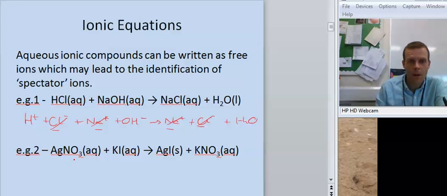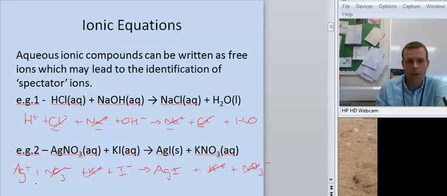Another example down here, this time we're forming an ionic solid. So again, if I expand this up, I've got Ag plus, NO3 minus, K plus, I minus. It's giving me AgI as a solid plus K plus plus NO3 minus, and they're not really up to much. So my ionic equation, the only chemistry that's happening, is left there with the Ag plus plus I minus.